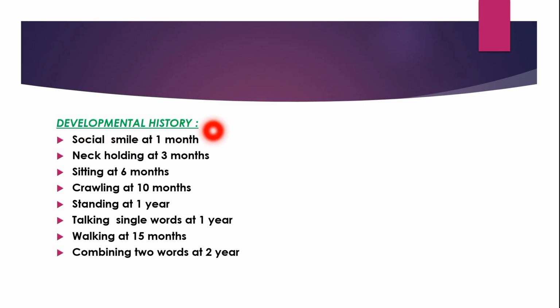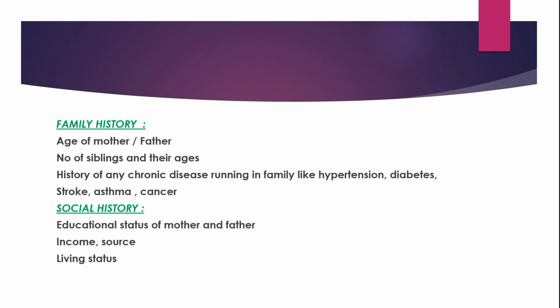Next is the developmental history. In developmental history, ask whether the child has achieved the developmental milestones on time or not. For example, a baby starts a social smile at 1 month of life, neck holding at 3 months, sitting at 6 months, crawling at 10 months, standing at 1 year, talking single words at 1 year, walking at 15 months, and combining two words at 2 years of life.